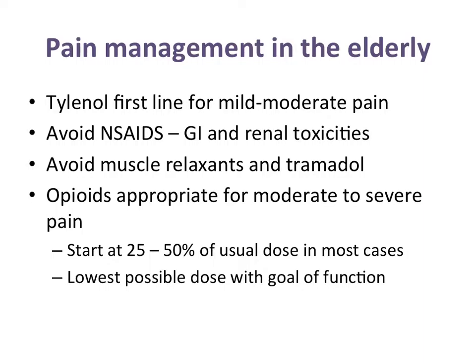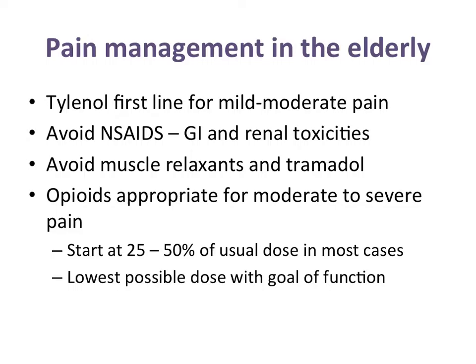The third question for case 1 was about pain management in the elderly. Acetaminophen is first line in older as well as younger patients for mild to moderate pain. We should avoid NSAIDs in the elderly because of GI and renal toxicities. I avoid muscle relaxants and tramadol because of delirium risk and low efficacy at tolerated doses.